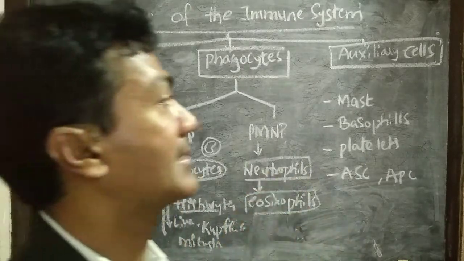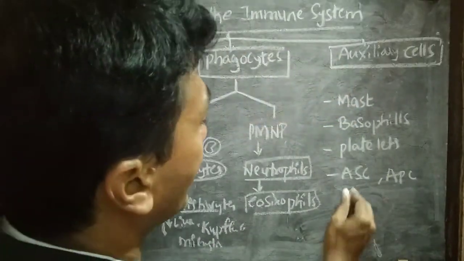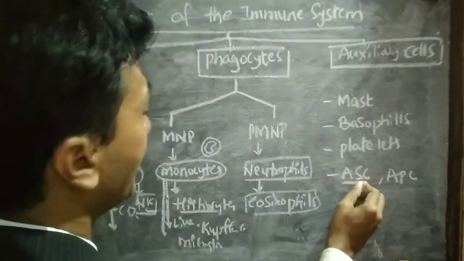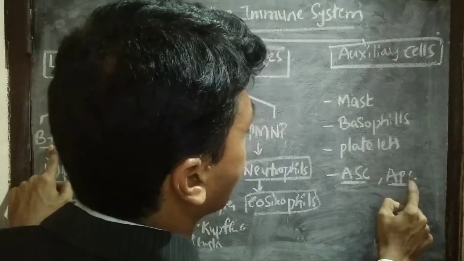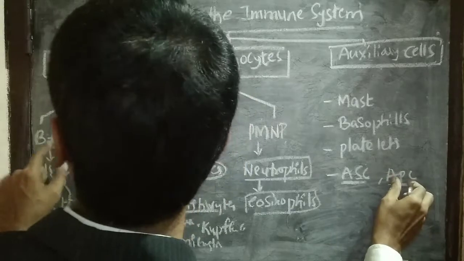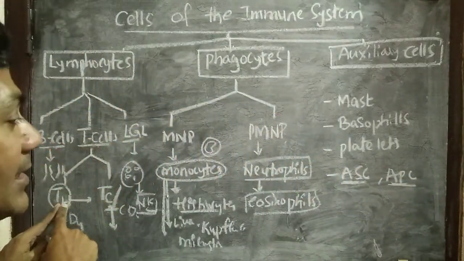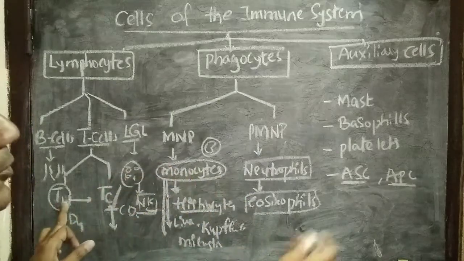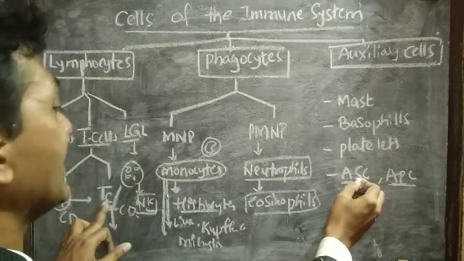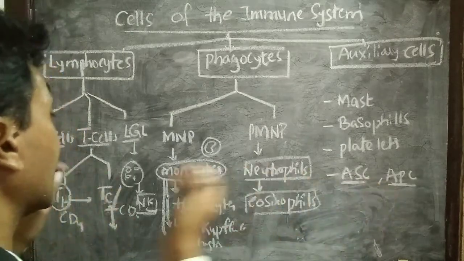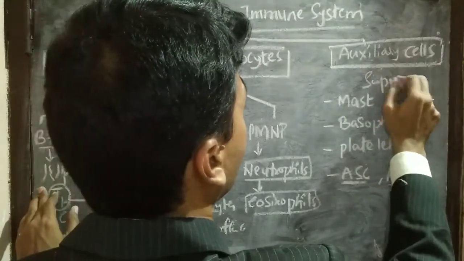And then finally, auxiliary cells. Auxiliary cells support the lymphocytes by presenting the antigen to the B cells. Antigen presenting cells give the antigen to the B cell, and the TH cell then releases the interleukin. Remember, altered cells and antigen presenting cells also support the TC cell to differentiate. Auxiliary is nothing but supporting or helper cells.